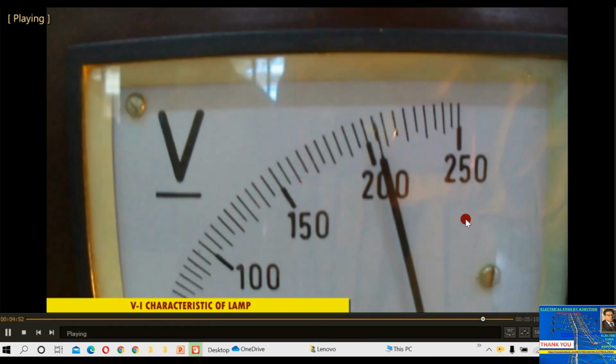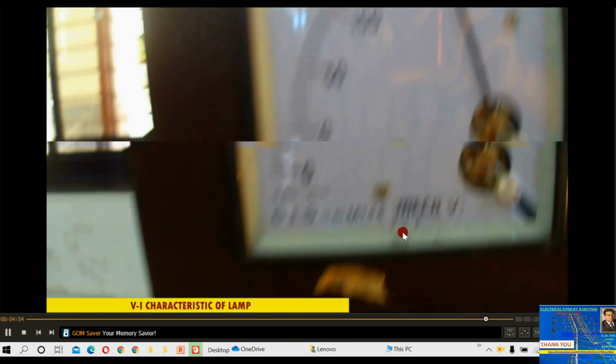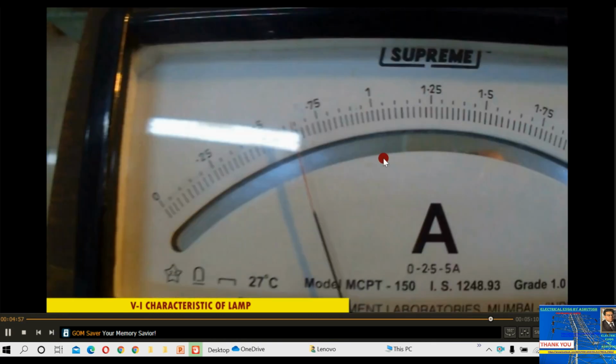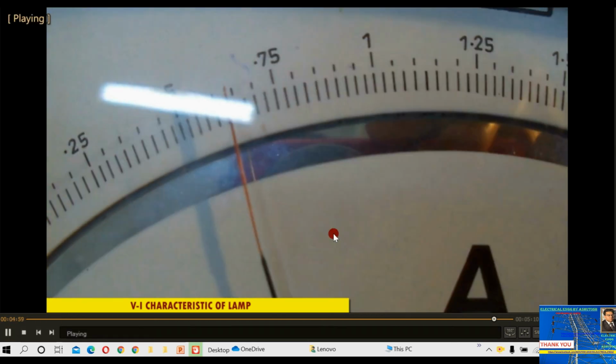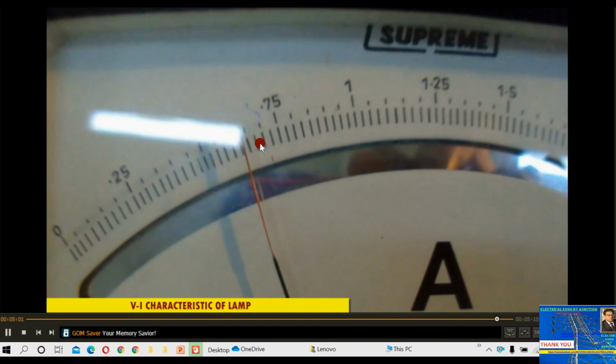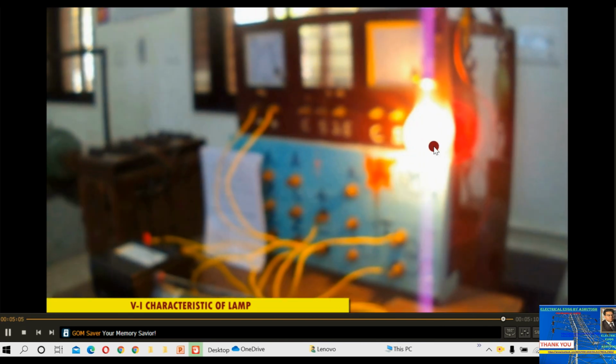So this is a DC voltmeter because we have provided DC supply, which is why you are using a DC voltmeter and DC ammeter. Here also see, the scale is uniform. Okay, this is the DC ammeter, the scale is uniform. Again, see its reading here. Now it is reaching up to 0.6 something, 0.65 ampere.